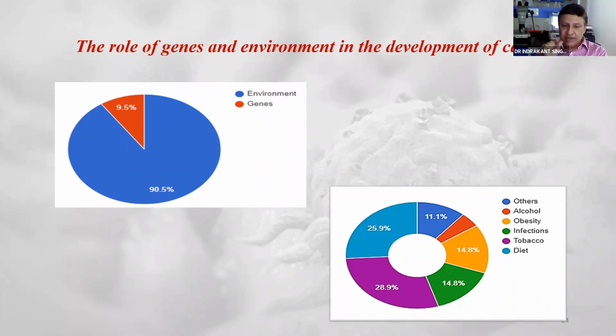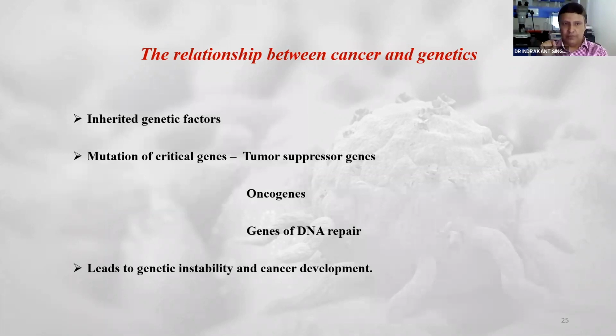Okay, now what is the relationship between cancer and genetics? Let's talk a little bit about it. Inherited genetic factors play an important role in cancer development. The mutation of the critical genes, including, as I have already mentioned before, tumor suppressor genes, oncogenes, and genes involved in DNA repair, leads to genetic instability and cancer development. Several genes related to inherited cancer have been identified in cases like leukemia, certain childhood tumors, colon cancer, and especially breast and ovarian cancer.